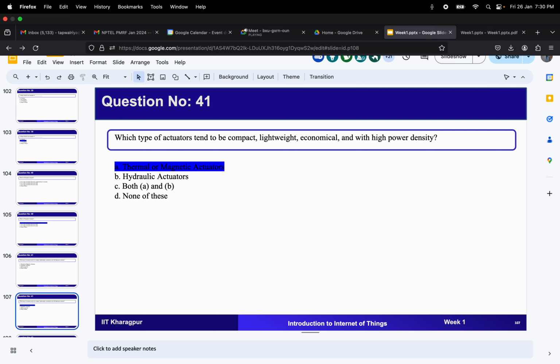Hydraulic actuator. No, B. Hydraulic actuator. Is it A? Right, A is correct. Thermal and magnetic actuators are compact and lightweight. However, hydraulic actuators are heavyweight.